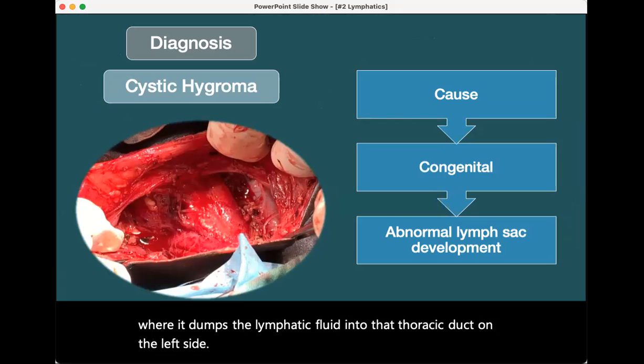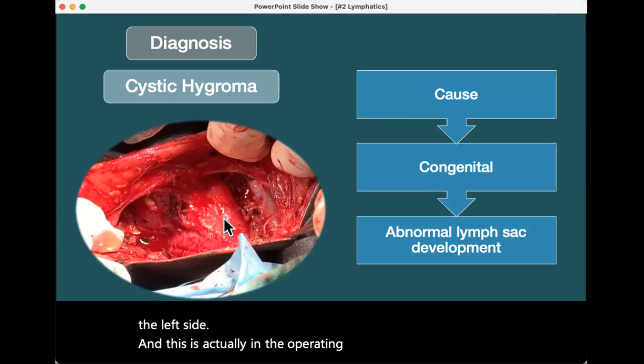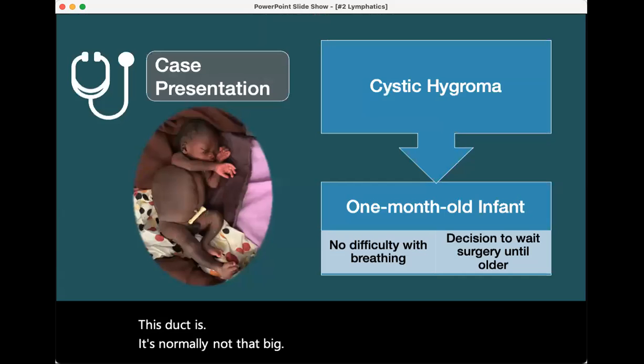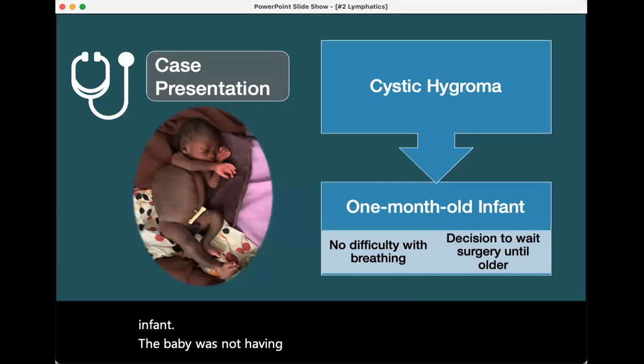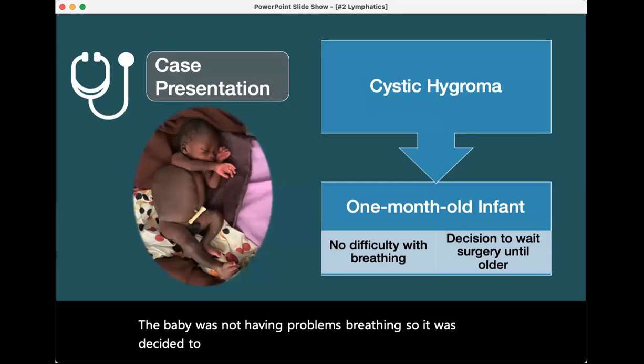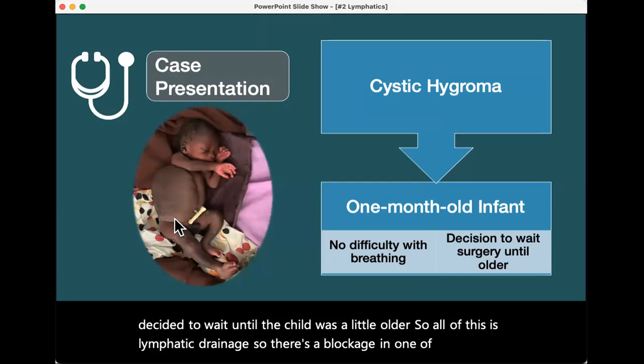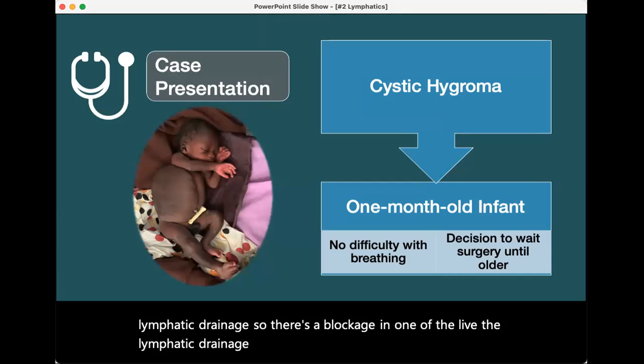And this is actually in the operating room. And this shows how massive this duct is. It's normally not that big. Here's another one, a cystic hygroma of a 1-month-old infant. The baby was not having problems breathing, so it was decided to wait until the child was a little older. So all of this is lymphatic drainage. So there's a blockage in one of the lymphatic drainage sites.